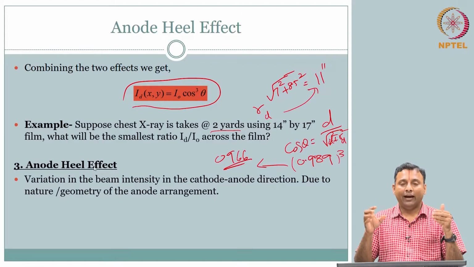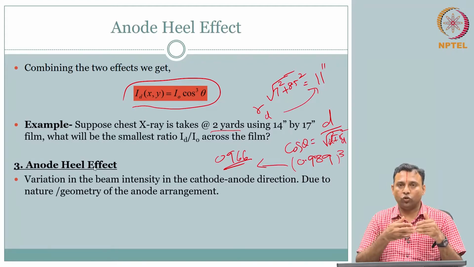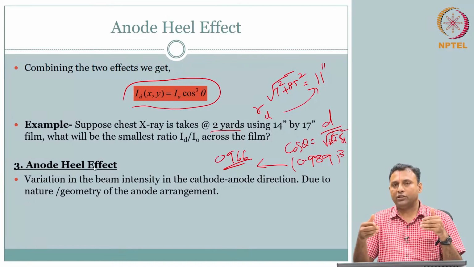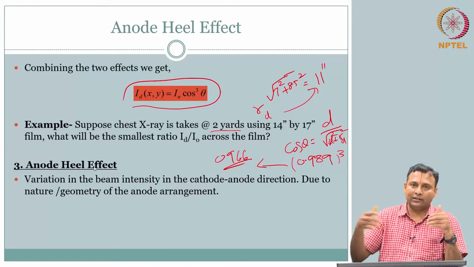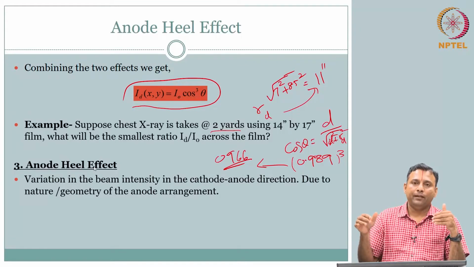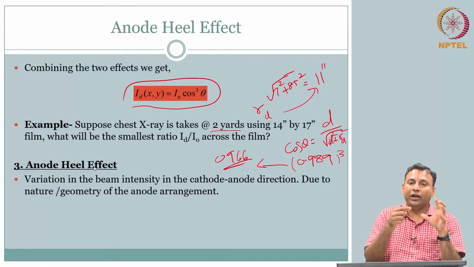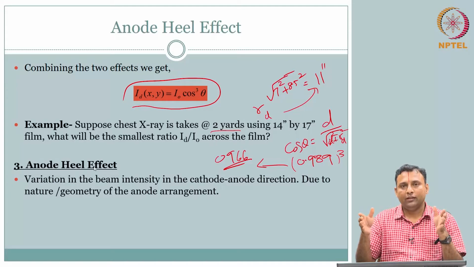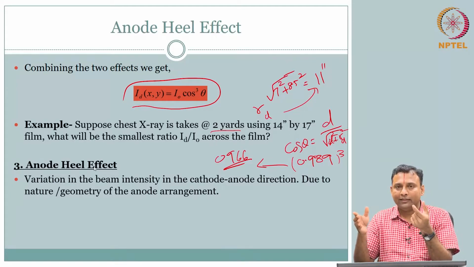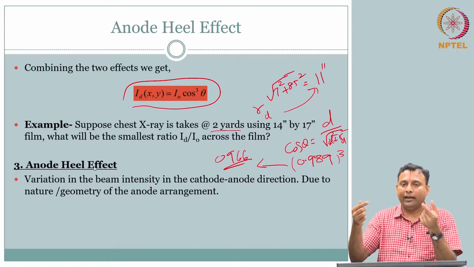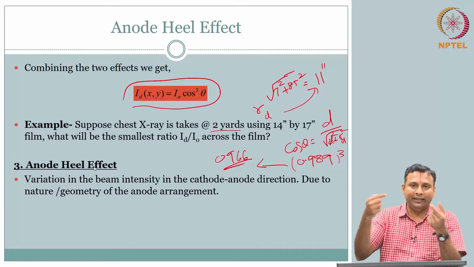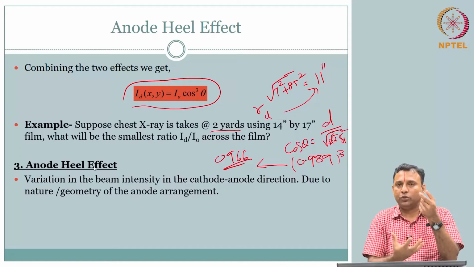But unlike the other two, where it was the source to object distance or the source to detector distance, this one is about the X-ray tube. In the X-ray tube you have a geometry, right? You had your anode and cathode, and the anode had a thickness. The electrons that are generated at the cathode accelerate, hit the anode, and the X-ray comes out.